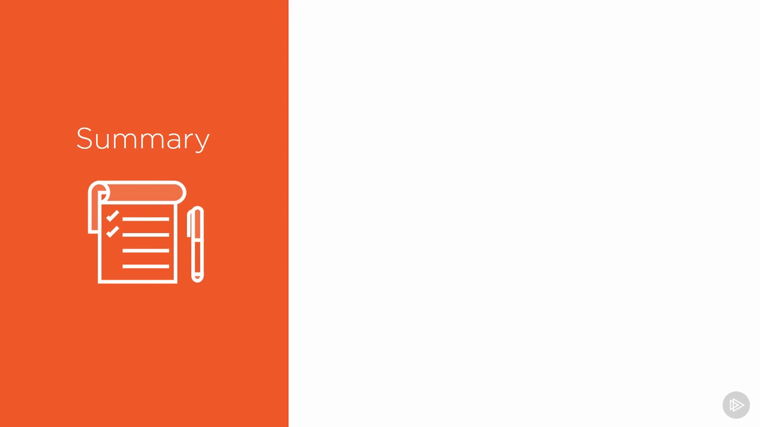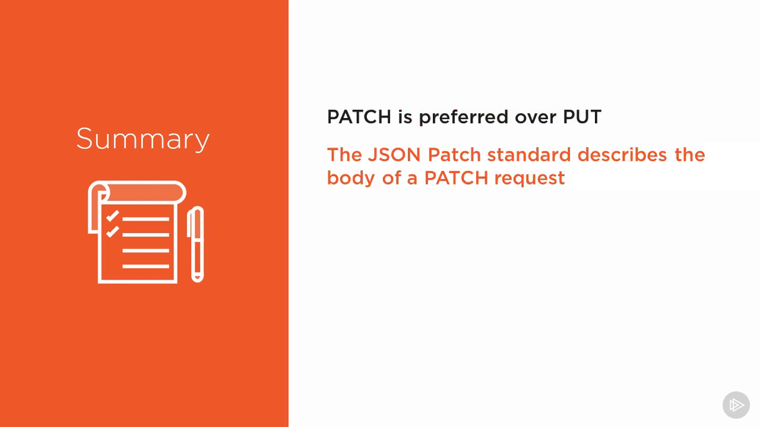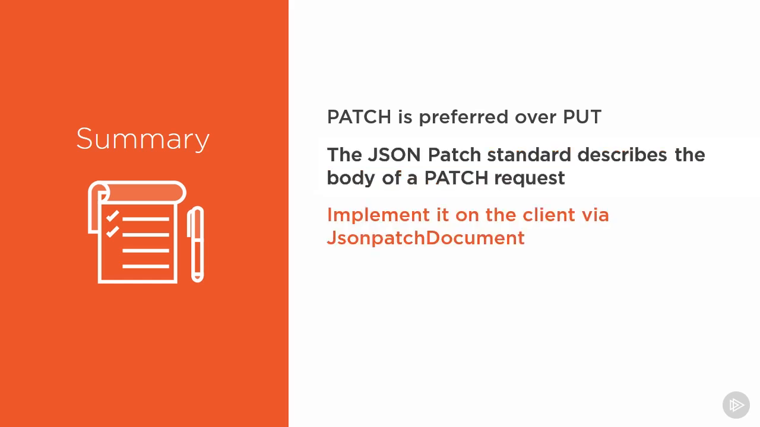We learned that patch is the preferred method of updating resources. Modern APIs don't even necessarily allow put anymore. The body of a patch request is described by the JSON patch standard. In essence, it's a list of operations that have to be applied on the resource. To create such a patch document for use with HTTP client, we can use JSON patch document and related classes.